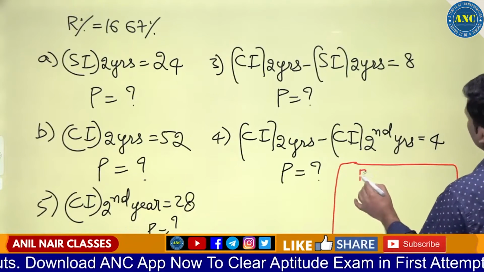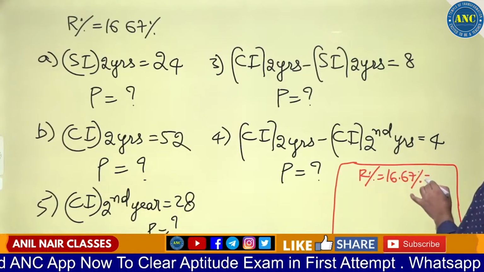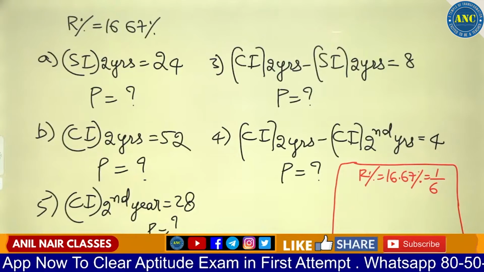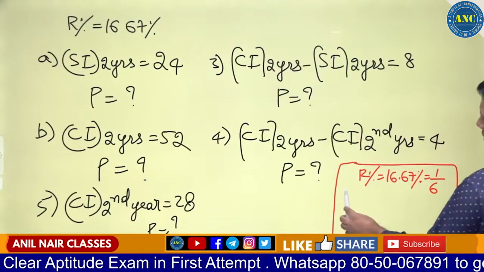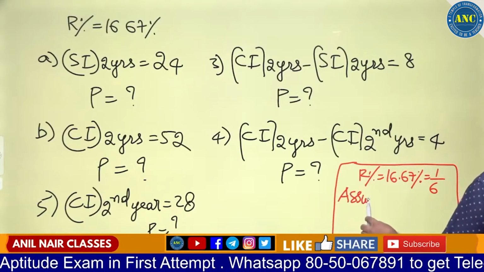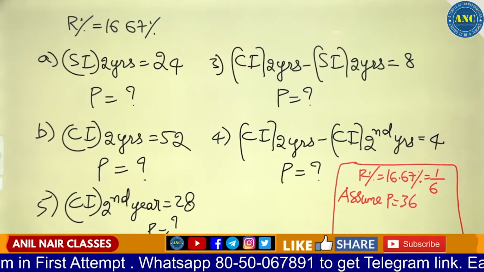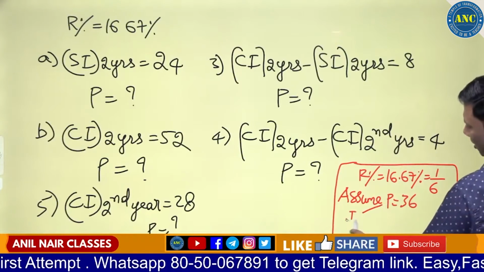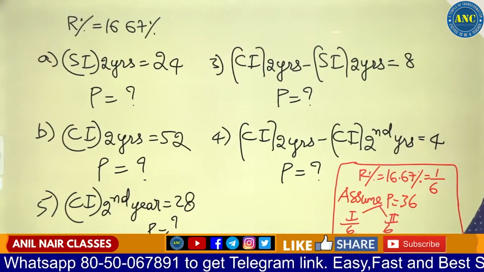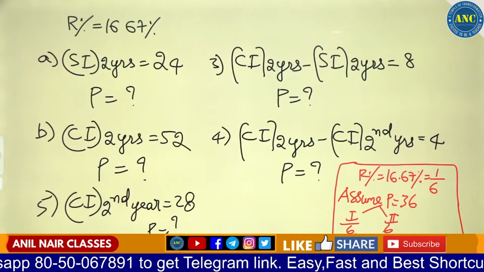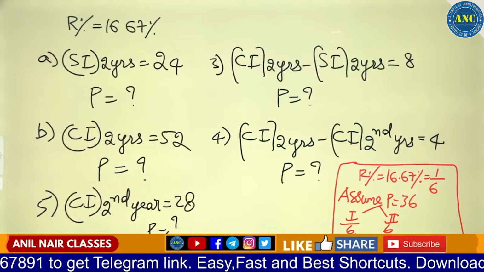First one, R percentage, it is 16.67, which is 1 by 6. All are in 2 years or second year and everything. So assume principal equivalent to denominator power k. 6 square, it is 36. First year, 1/6 of 36, 6. Second year, 1/6 of 6, 1. 6, 6, 1. This should be clear to you. If it is clear to you, then you can get the answer.